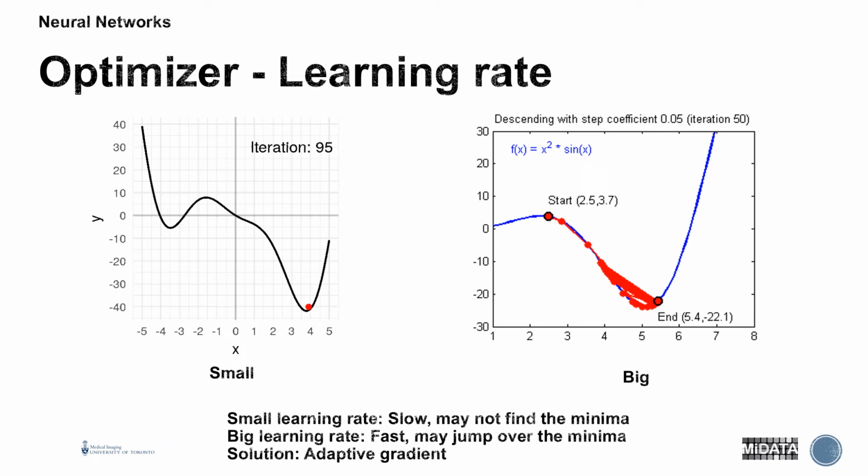So small learning rate means it's very slow, but the problem is you may not find the minima. A big learning rate means fast, you're making big jumps, but you may jump over the minima. So the solution, which most people use, is called adaptive gradient.